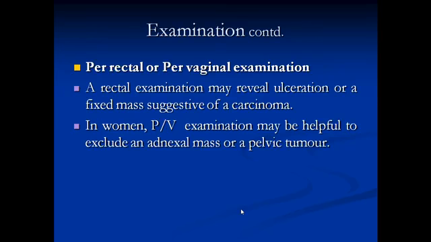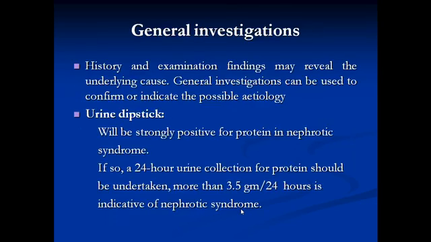Per rectal and per vaginal examination we have to perform. Like previous discussion, some general investigation. After history and examination, we have to perform some investigation. Urine dipstick will be strongly positive for a patient with nephrotic syndrome. A 24-hour urine collection for protein should be undertaken; more than 3.5 gram per 24 hours is indicative of nephrotic syndrome. So during investigation, we have to try to find out nephrotic syndrome.